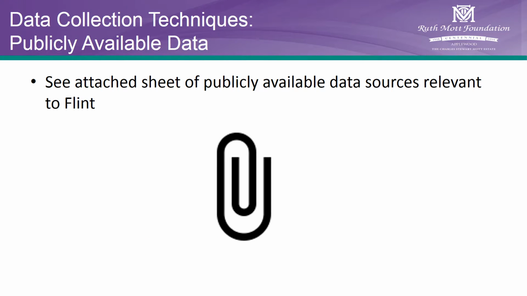In your materials, there's a list of publicly available data sources. I tried to focus on sources that are relevant to Flint. A couple of things are pretty important about that sheet. One, you can see the websites that are listed. You can see the topics that are included in the websites. And I really encourage you to look at all of the websites, because I did have to limit the amount of information I put on the sheet to keep it short.